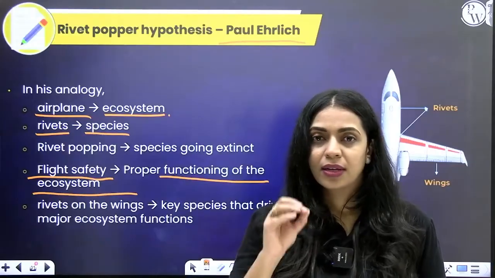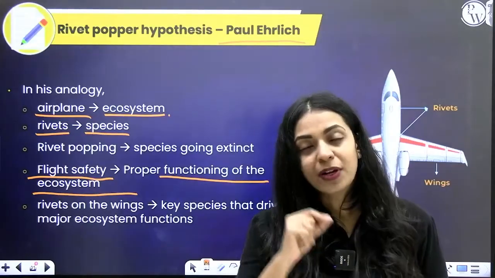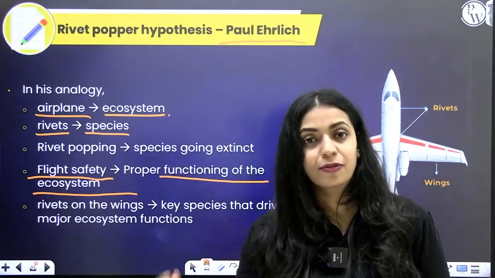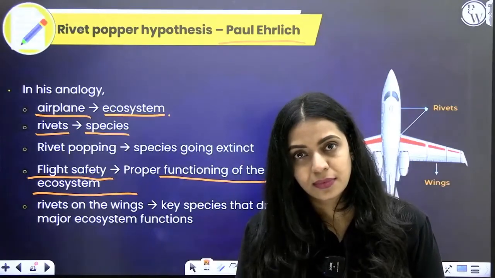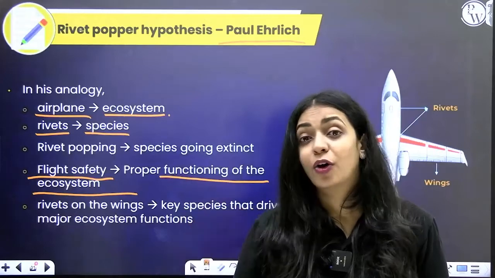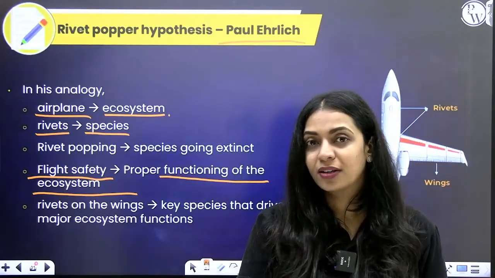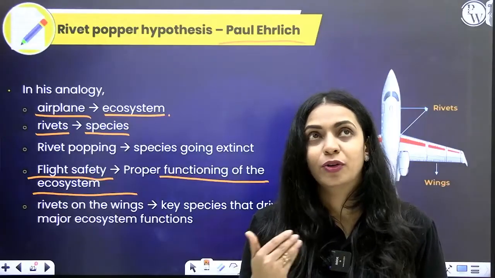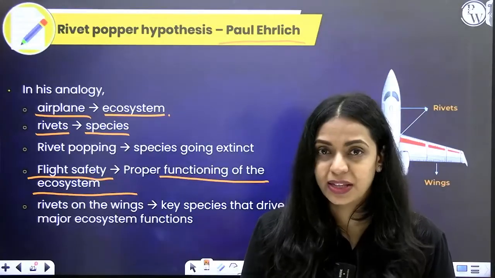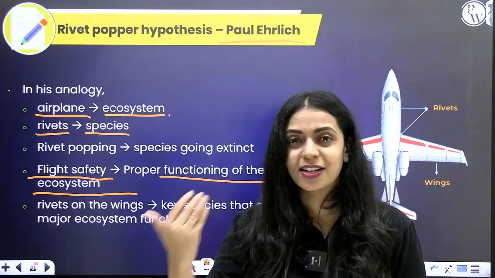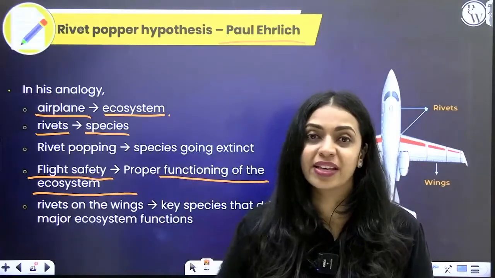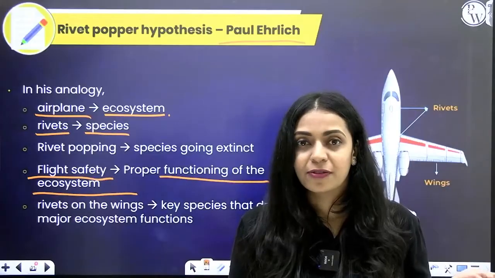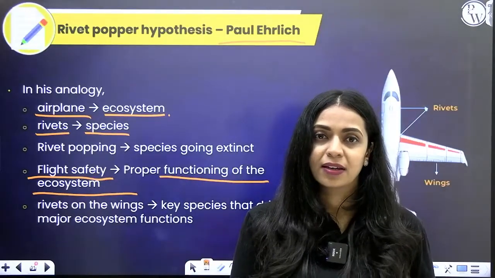Now, imagine people who traveled in that plane started popping off rivets from the wings. Initially, it might not come in the way of the airplane safety, but as and when people pop off rivets from the wings, what is going to happen? The airplane is not going to be safe, it's not going to fly properly, right?